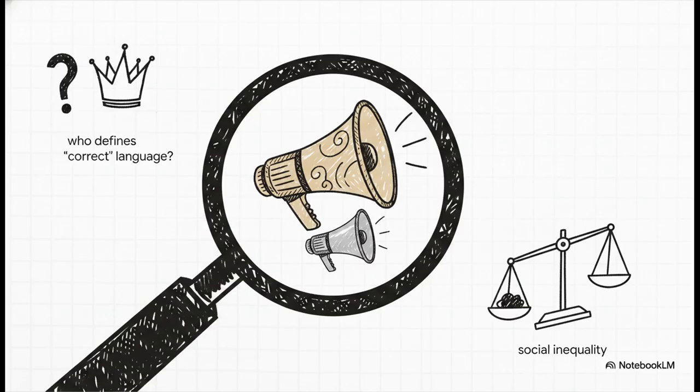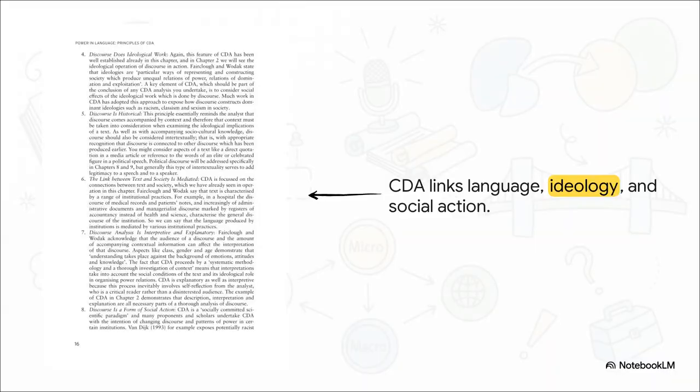These approaches ask the tough questions about power. Who gets to decide what correct academic language is? Whose voices are heard and whose get silenced? How do certain ways of speaking and writing end up maintaining social inequalities? The key takeaway from looking at these principles is that analyzing discourse is never a neutral activity. Like the caption says, this approach directly links language to ideology and social action. It's a huge reminder that our words are deeply tied to the way society is structured.